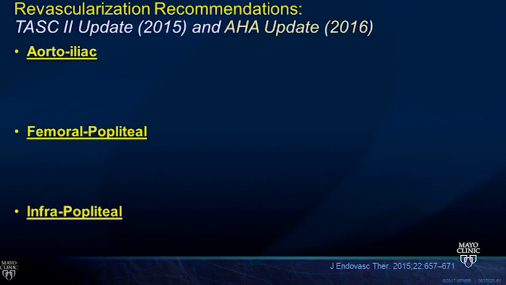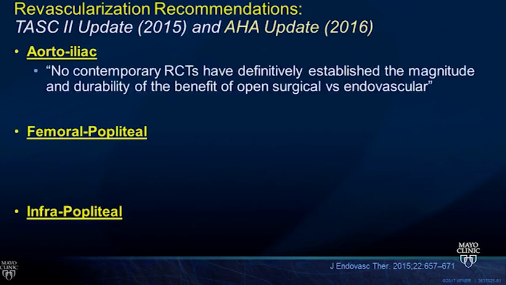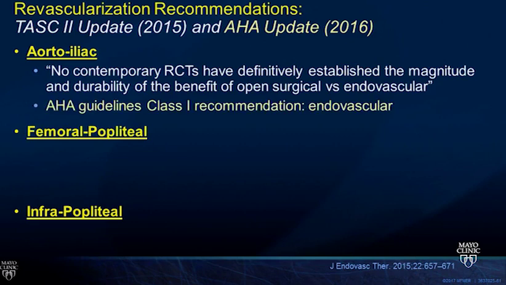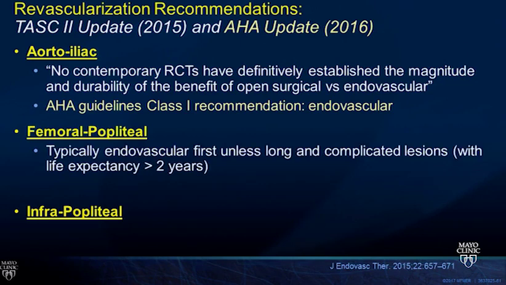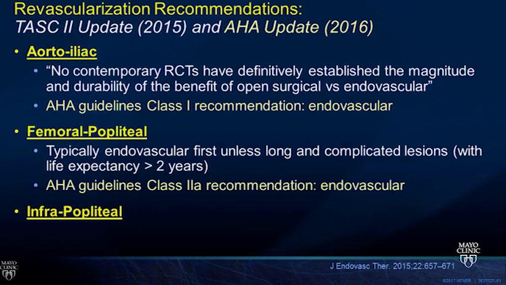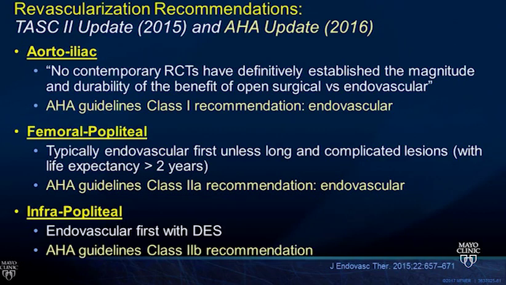So these are their revascularization recommendations, aortoiliac. The TASC group doesn't feel that there have been convincing randomized controlled trials to say that open surgical or endovascular is better. The Heart Association update says class 1 for endovascular for aortoiliac disease. Femoral popliteal says typically endovascular first unless it's long and complicated lesions, and AHA says class 2A recommendation for endovascular. And then infrapopliteal, TASC said endovascular first, and Heart Association said it's not clear benefit. It's a class 2B for percutaneous for infrapopliteal, just because the patency rates are not quite as good.